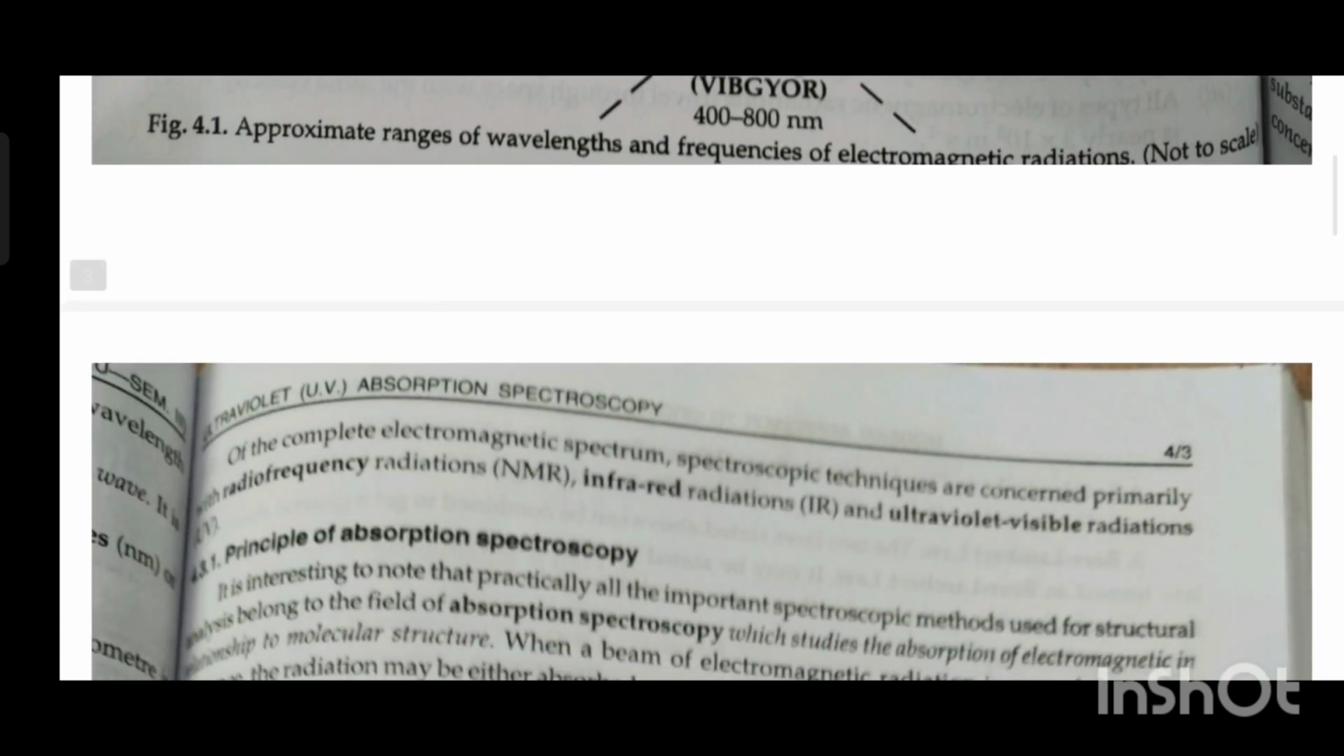Of the complete electromagnetic spectrum, spectroscopy techniques are concerned primarily with radio frequency radiation (NMR), infrared radiation (IR), and ultraviolet-visible radiation (UV). Principle of absorption spectroscopy. It is interesting to note that practically all the important spectroscopic methods used for structural analysis belong to the field of absorption spectroscopy, which studies the absorption of electromagnetic radiation in relationship to molecular structure.